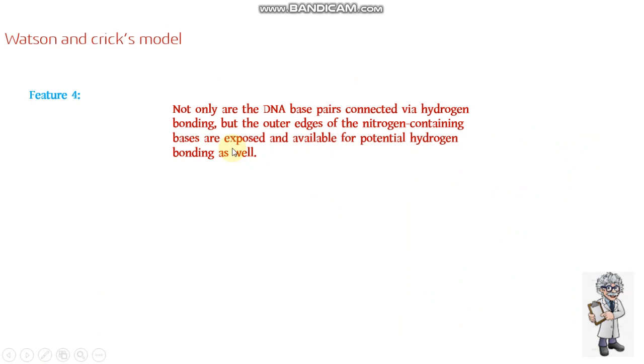Feature number 4: not only are the DNA base pairs connected via hydrogen bonding, but the outer edges of the nitrogen-containing bases are exposed and available for potential hydrogen bonding. This is all about the 4 features of Watson and Crick's model. Recent scientists have made some modifications to it, and I'll make another video on what kind of modifications they made recently.